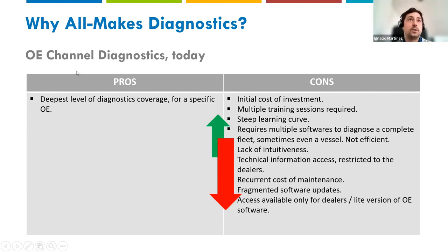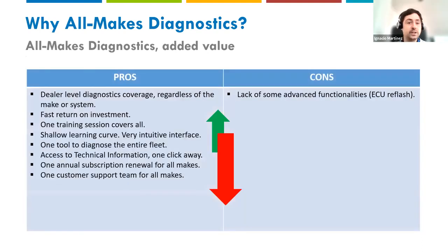Okay, so I want to do a pros and cons slide for the OE channel and then the OMX channel. Of course, we have pros, for example, the deepest level of diagnostics coverage for a specific OE. That's totally true. And then we have a lot of cons. It's going to be more expensive. We need more training sessions. We have a different platform, a steep learning curve. You have to go with all kinds of different customer support teams. If you are not a dealer, you don't have access to the technical information. So obviously there are many cons.